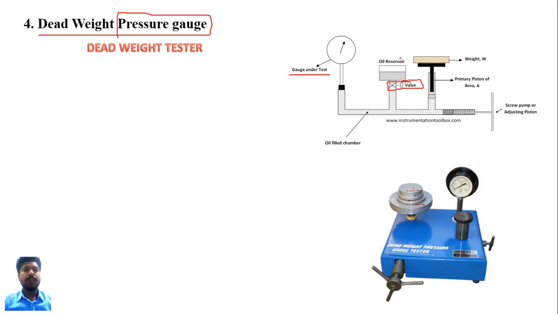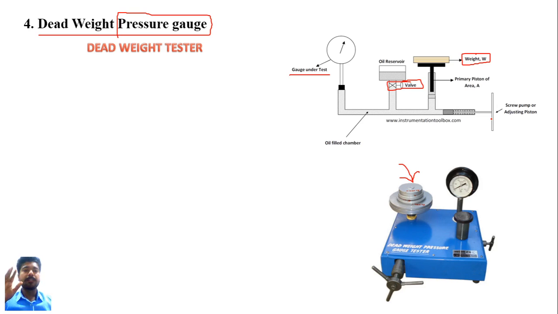Second one is the weight over here, which is called dead weight. You can put it in this diagram over here like this. Primary piston area of A over here, that is the primary piston. And the next component is the screw pump, or the adjacent piston. It is our adjacent piston.